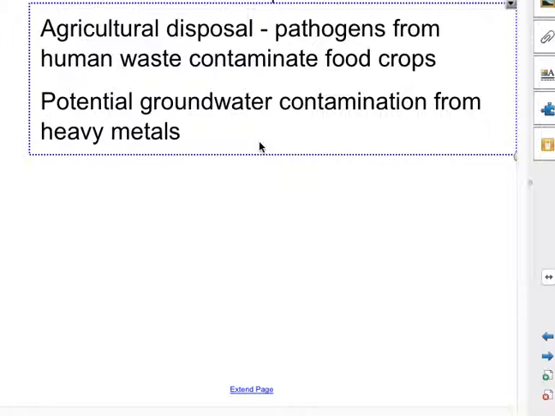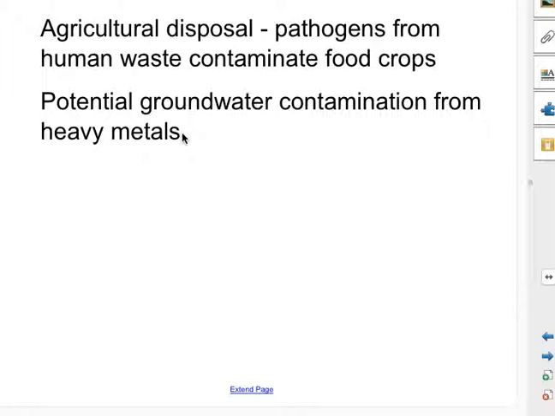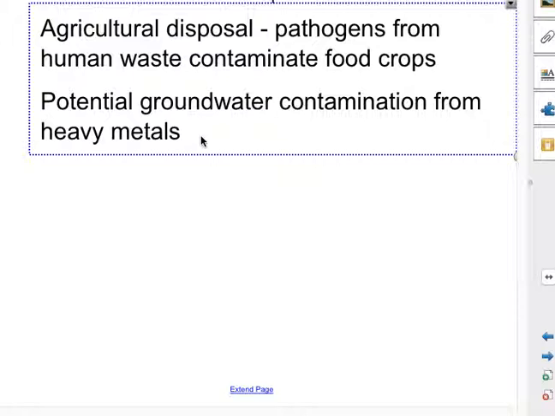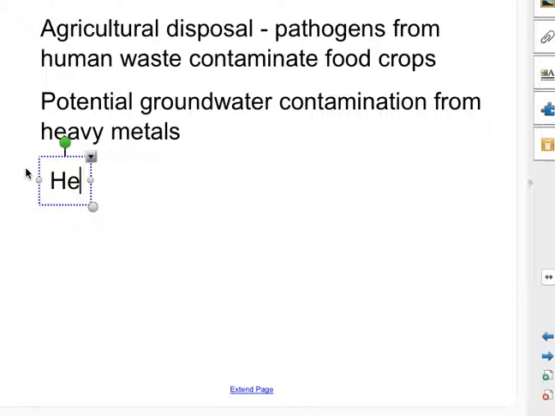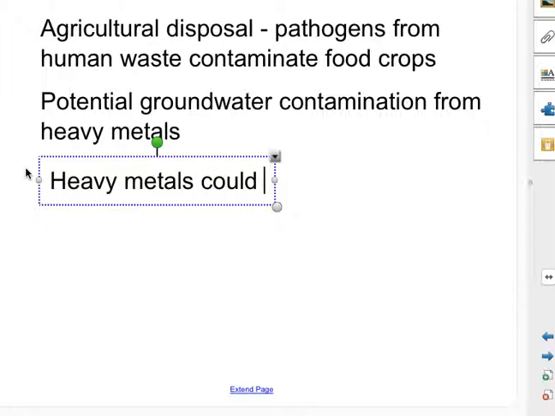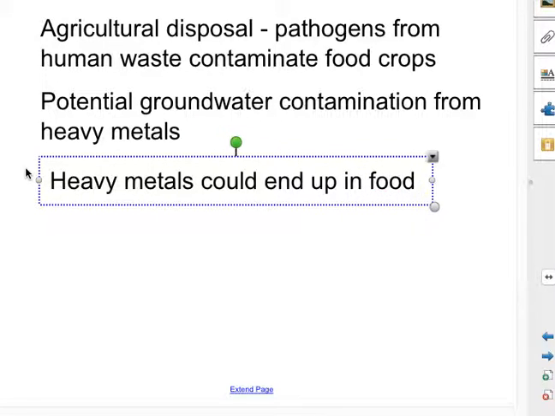And so not just groundwater, but if they have those heavy metals in them, you know, they could end up, ooh, where's my cursor? I guess we'll start a new window. Sorry about that. Okay, so heavy metals could end up in the food chain if they're applied to the land. You know, with the sludge, they can end up in the food chain.